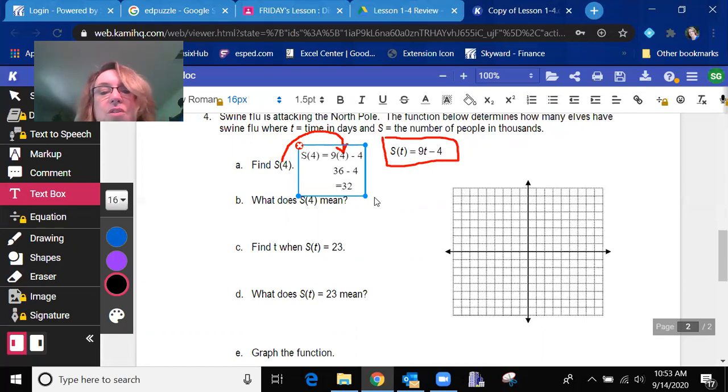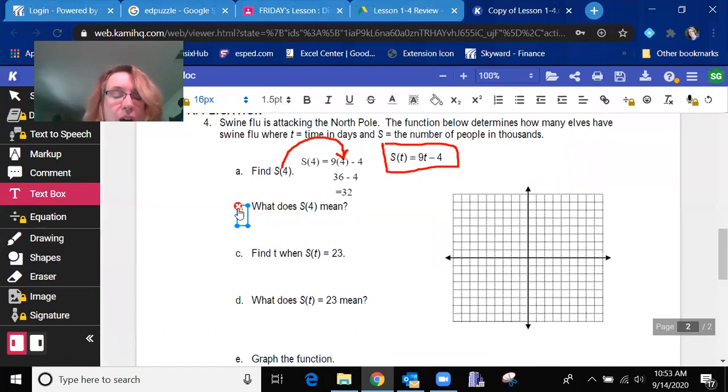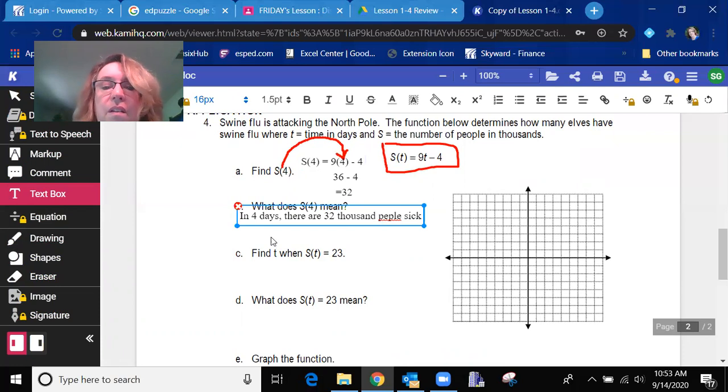S of 4 is 32, but what does that mean? What does that tell us about the swine flu and the elves? The number of people in thousands? Yes. So how many people, and what's the 4 counting? The days, time and days. Okay, so in 4 days, how many people are sick? 32,000.